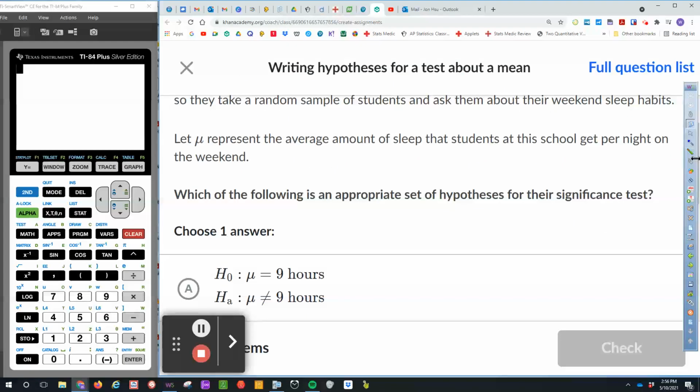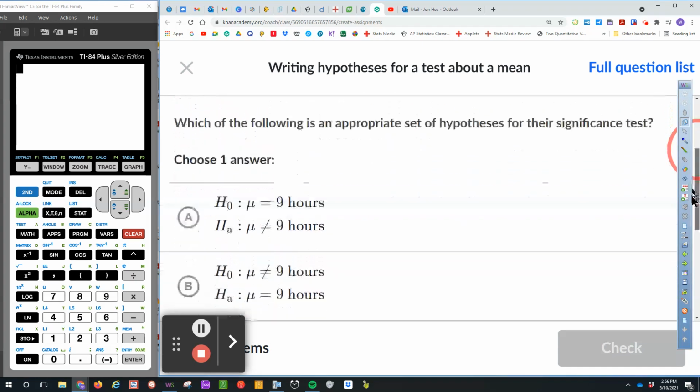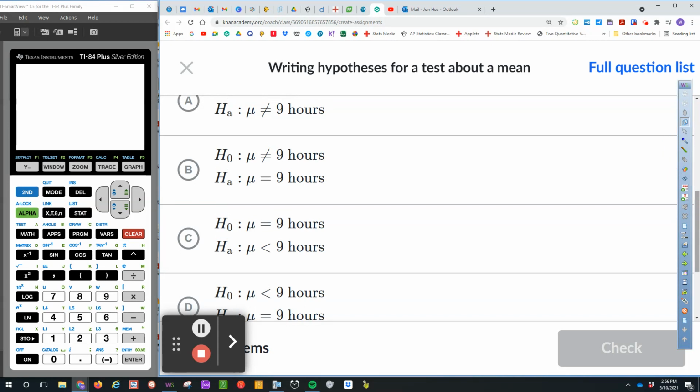If you look, we need to read the question a little bit more. The counselor wants to test if this figure holds true. Now, if it's true, it'll be exactly 9. When it's not true, it can be either less than 9 or more than 9. So it sounds like the alternative hypothesis is not equal to 9. So we have to choose correctly.